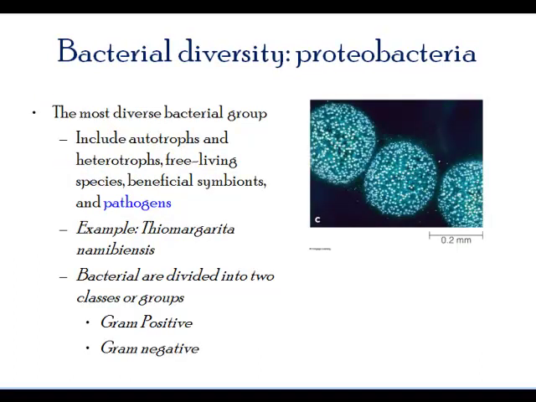Here's another kind of bacterial kingdom, and these are called the Proteobacteria, and they're very diverse. They are divided into two main classes, gram-positive and gram-negative. If you've ever been to the doctor's office and you've shown signs of symptoms, usually they will either treat you with gram-positive or gram-negative drugs that will kill one or the other, or sometimes they give a generic broad spectrum.